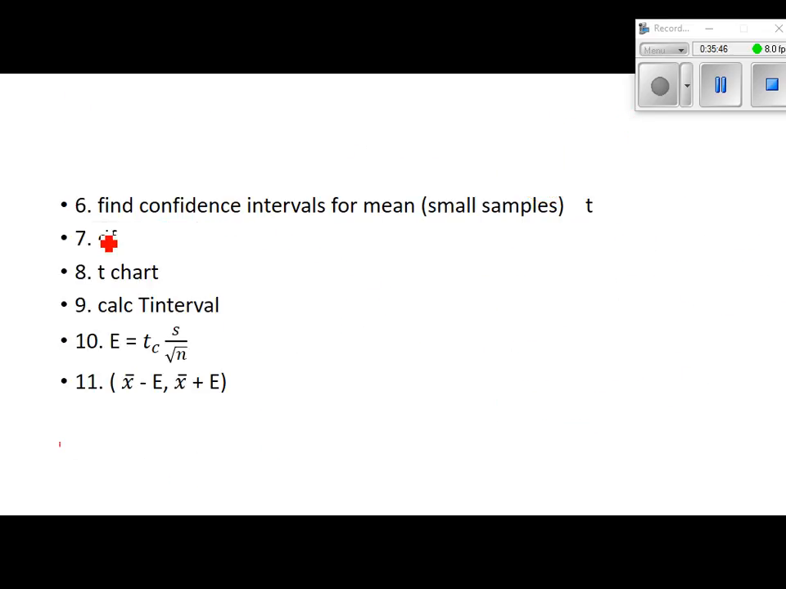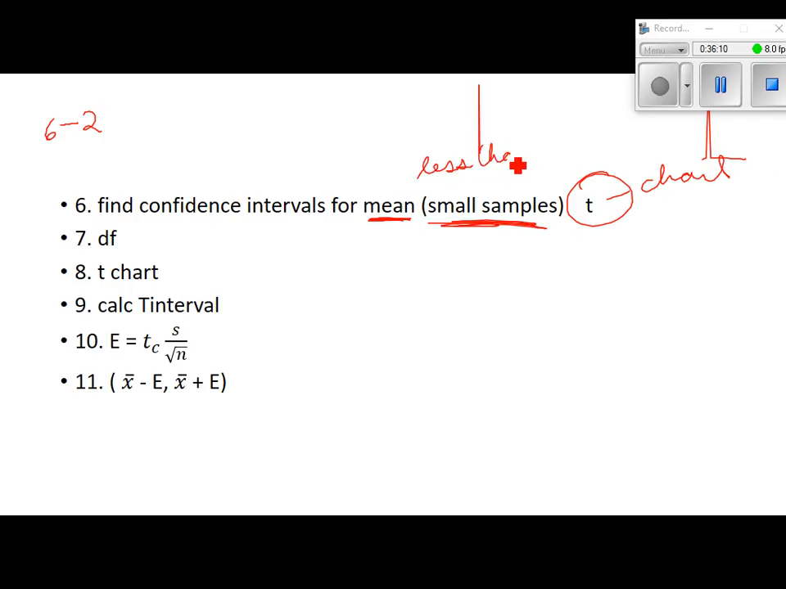Next one, this is section 6.2. Section 6.2, which was intervals for the mean, but for small samples. And remember, this is using the T-chart. When you're doing the small samples, it's using the T-chart. What are small samples again? 30 and below. Less than 30. Less than 30. Oh, so not 30?